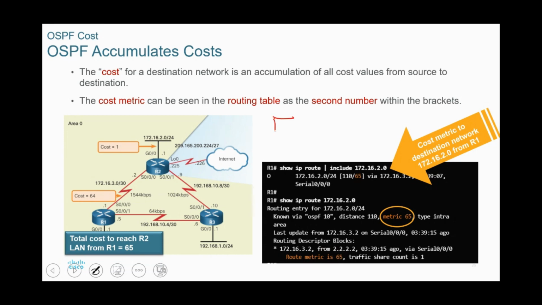In this bracket, the first value is called the administrative distance, and after the administrative distance, the second value is denoted as your cost metric. So your cost metric in this example will be 65 to reach the network 172.16.2.0 from your router R1. You can also use show ip route 172.16.2.0 to check the metric value as well. Here you can see the result: when you show the route to the destination network 172.16.2.0, it will show you the metric is 65 to reach that network.